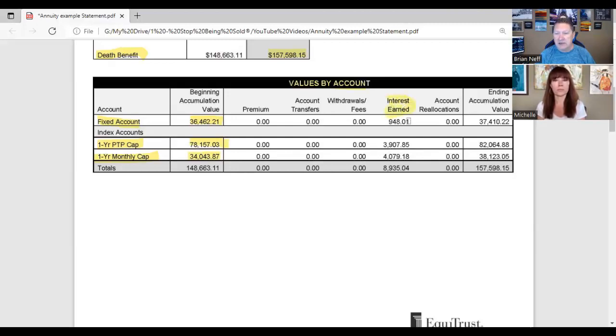As you scroll across the page, I go to this section here. This is what everyone wants to look at. How much money did I make? The fixed account paid them $948 for what was in there for the year. The 1 year point to point paid $3,907 and the 1 year monthly cap paid $4,079. So for the grand total, they gained $8,935 for the year. Pretty exciting.